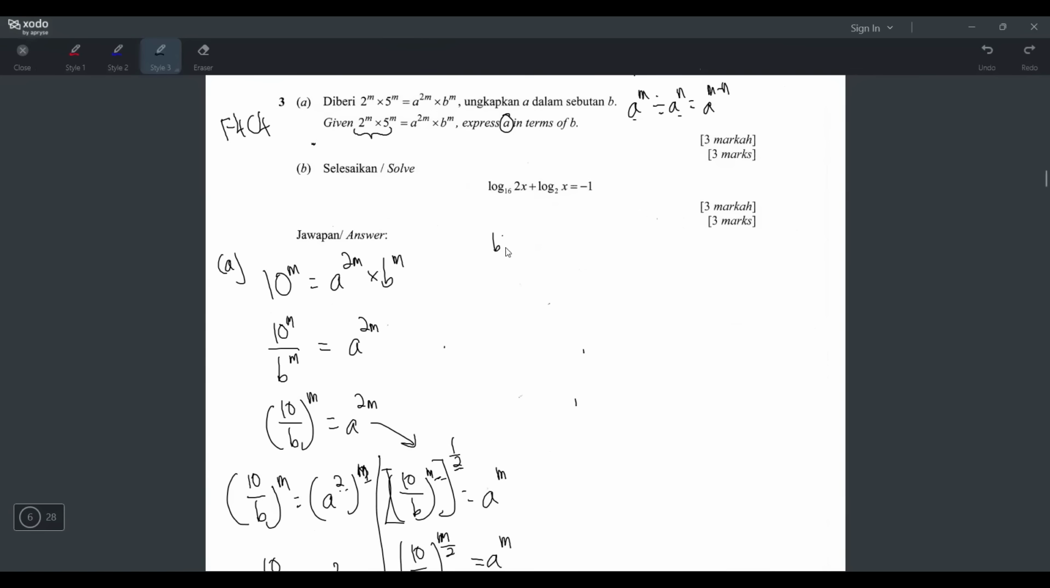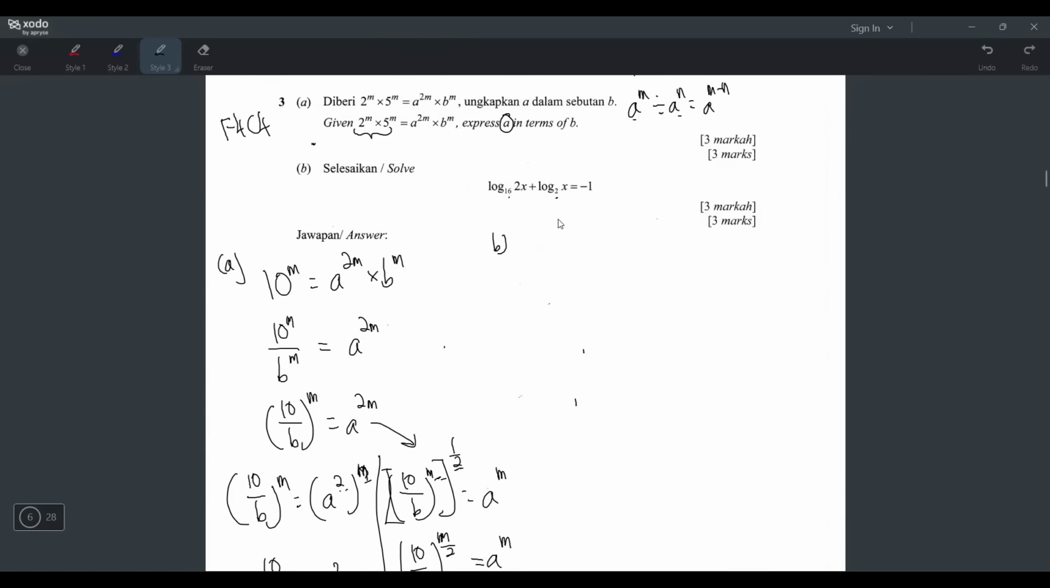Now let's do B. Okay, this one is clearly a log question. So log 2x base 16 plus log x base 2 equals -1. Alright, when we are doing a log question, always check the base. If the base is not the same, then there's nothing you can do yet. You have to change the base. Alright, so the log base here is base 16 and the base here is base 2.